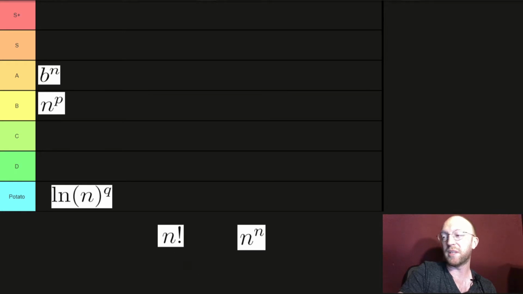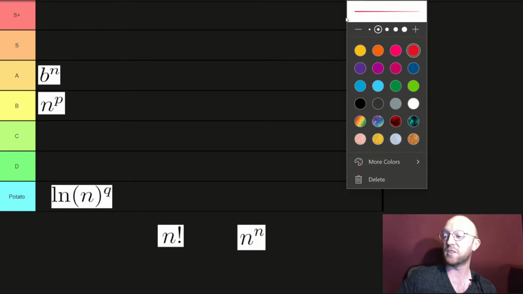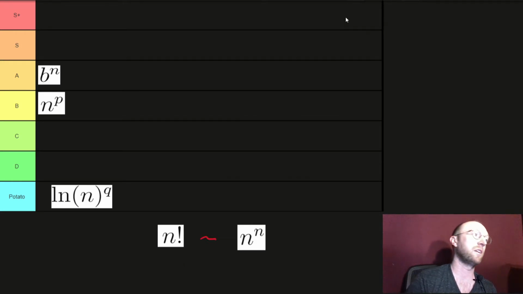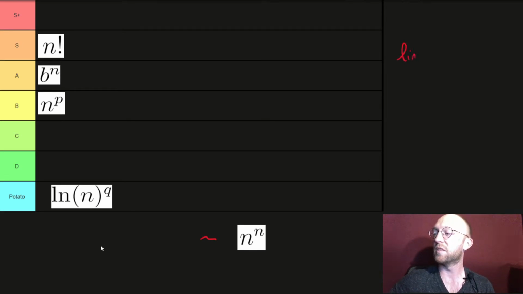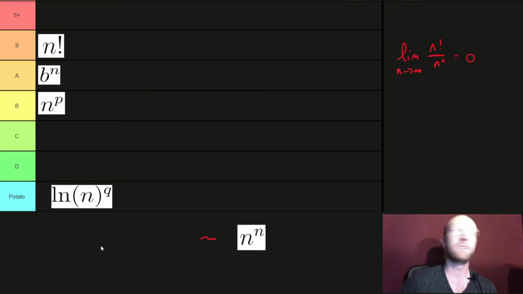And these ones are going to be hard to place because one of the first things that you learn to think about these functions is you say, oh, all right, n factorial is kind of like n to the n. Well, n factorial, that's going to be our S tier function. So what that means is the limit as n approaches infinity of n factorial over n to the n is going to equal 0. It's dominated by n to the n.